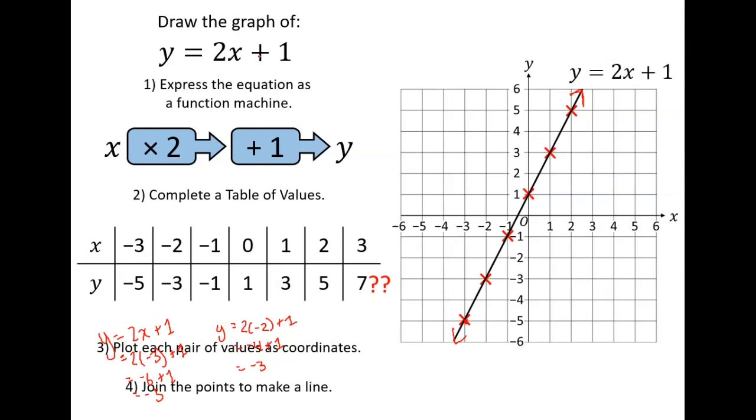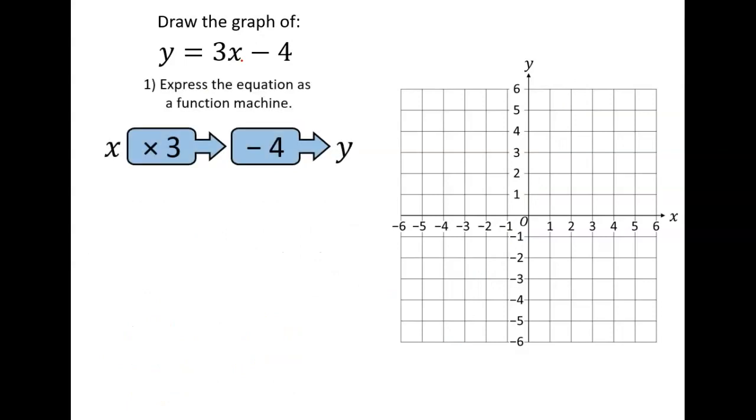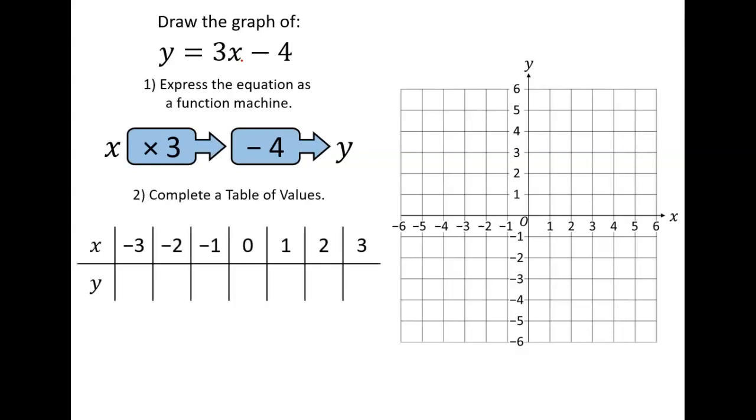With this one, we had to multiply by 2 and add 1, so we've combined a couple of steps in this equation. So do it step by step: do your multiplication step first, then your addition or subtraction. Let's look at the same thing here. We have to multiply our x value by 3, then subtract 4. So we're going to complete our table of values.